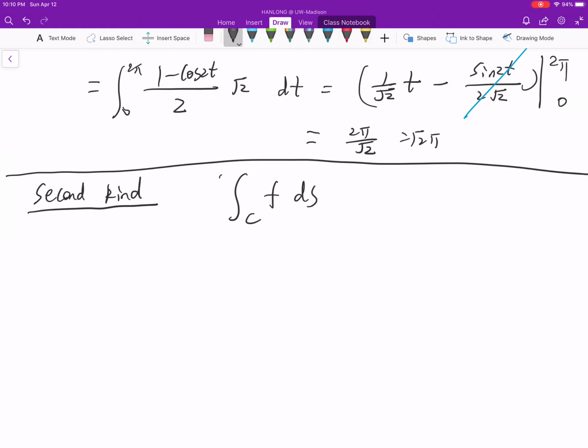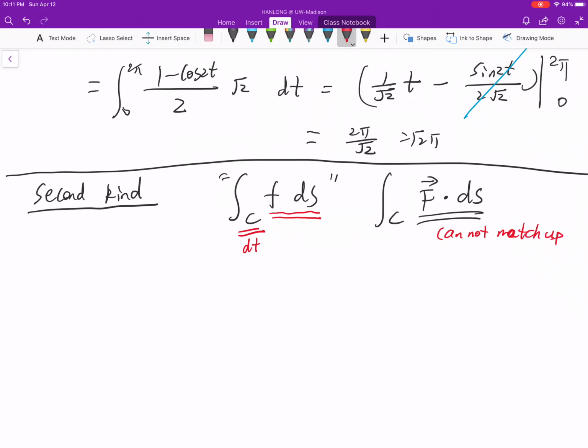Recall, before we interpreted the line integral as integration of some function with respect to the arc length. The reason we do that is because here you only have some kind of dt. You are integrating a one-dimensional thing. But here, for example, if your f is a capital F, this cannot match up with dt because it's a three-dimensional thing. You cannot integrate a three-dimensional thing with respect to dt in the usual way.